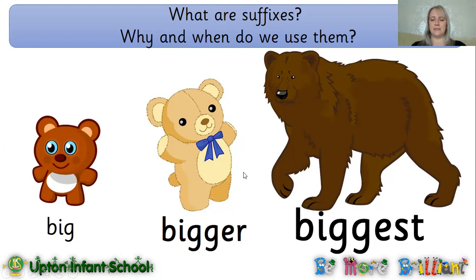Just by adding that suffix, those two suffixes to the end of the same word, we can change their meaning. Now, some of you will have noticed that in big, b-i-g, I only have one g. But when I've gone to bigger and biggest, I've had to add another g. And there's a reason for this.